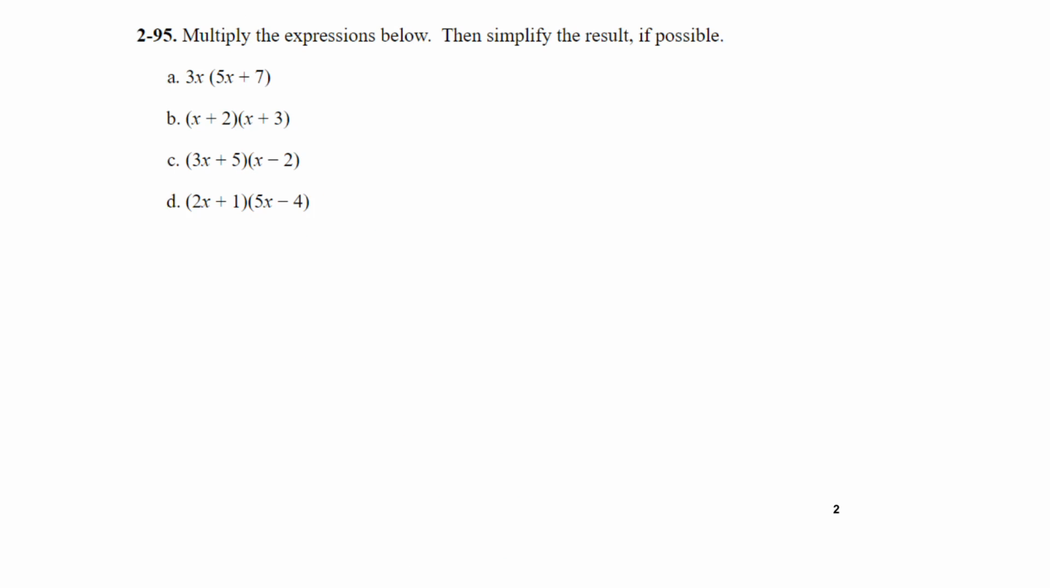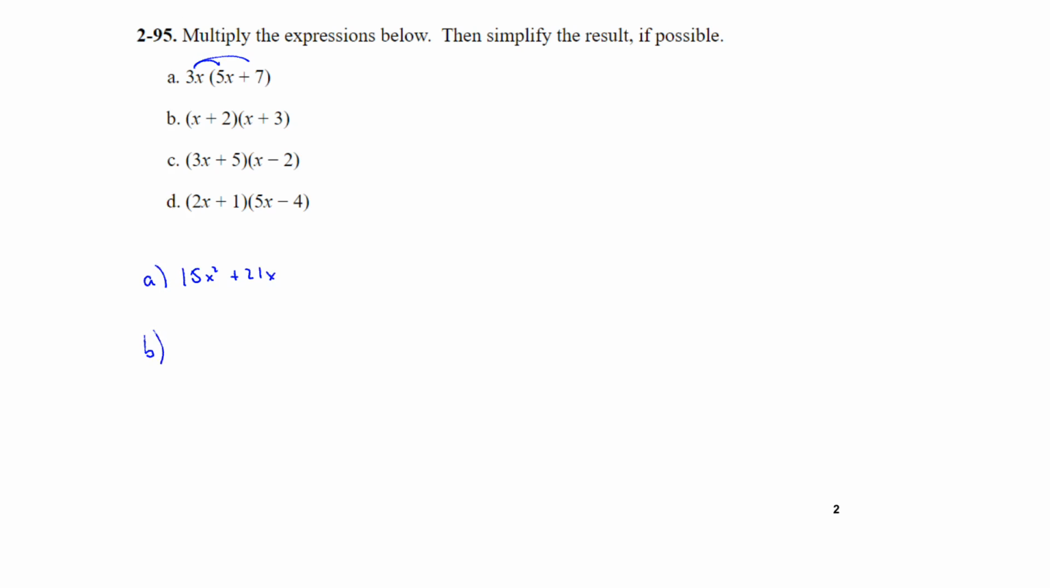Question 95. Multiply each expression below, then simplify the result if possible. So on part A, we can use the distributive property. 3x times 5x is 15x squared, and then 3x times 7 gives us 21x. And those are not like terms, so they'll stay just as is.